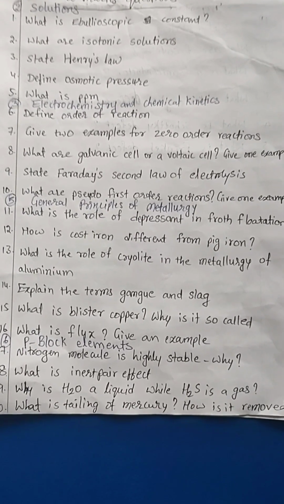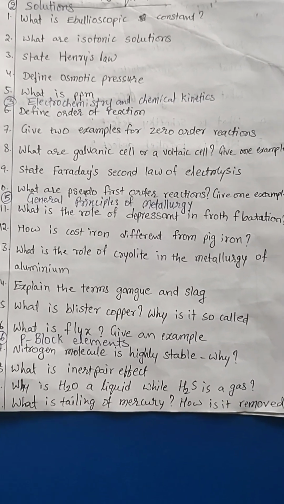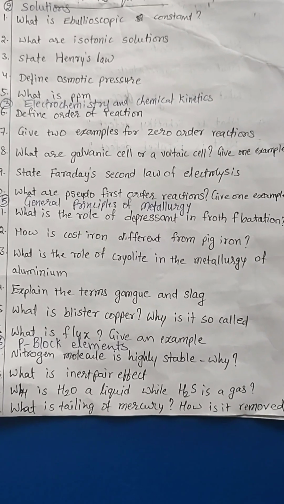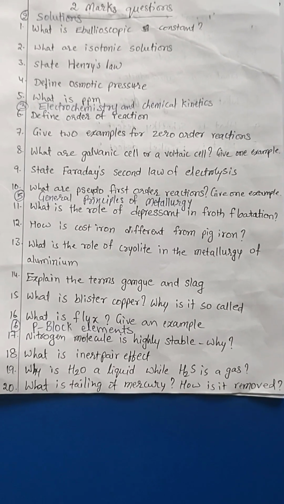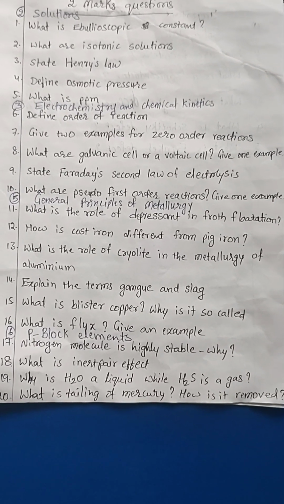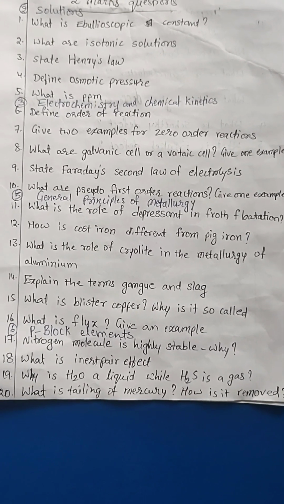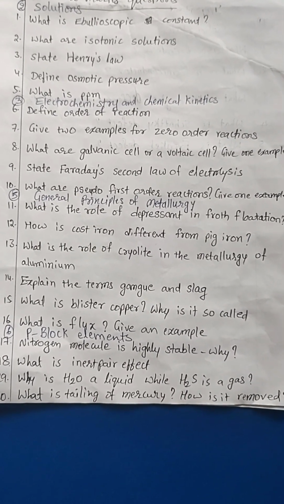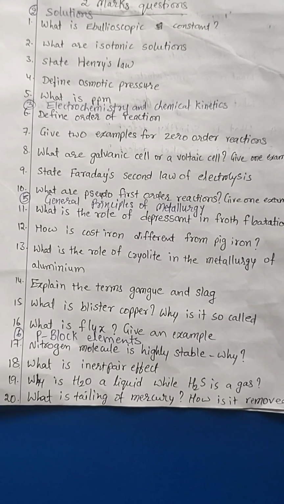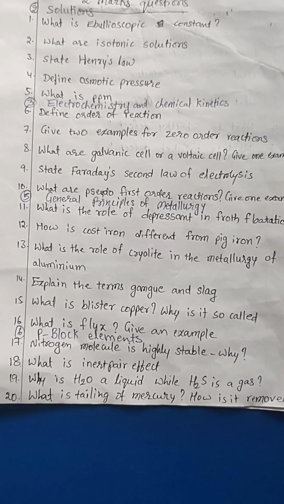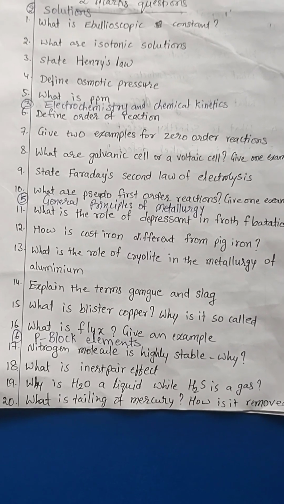From the general principles of metallurgy, some important 2 marks questions I picked up. What is the role of depressant in the froth flotation? How is cast iron different from pig iron? What is the role of cryolite in the metallurgy of aluminium? Explain the terms gangue and slag. What is blister copper? Why is it so called? What is flux? Give an example.